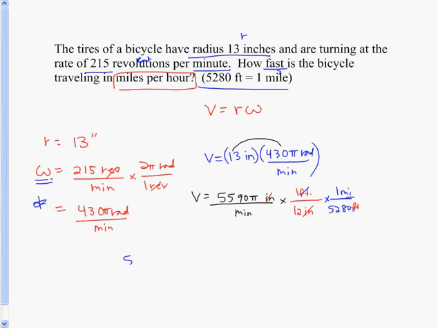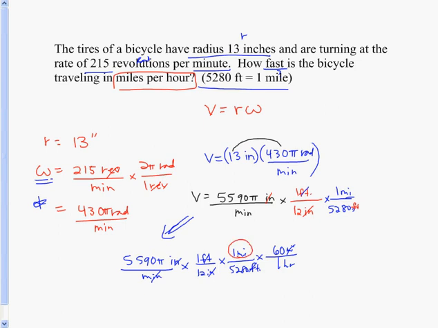I've got 5,590 pi inches per minute. I'm rewriting this. Y'all hang with me. I know that 1 foot is 12 inches. These cancel. I know that there are 5,280 feet in 1 mile. The feet cancel. And then I know there are 60 minutes in 1 hour. The minutes go. So now I'm in miles per hour. I just need to calculate that.